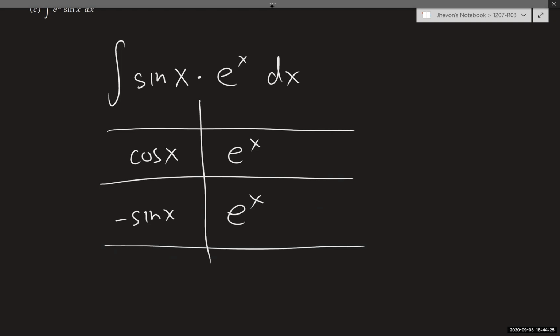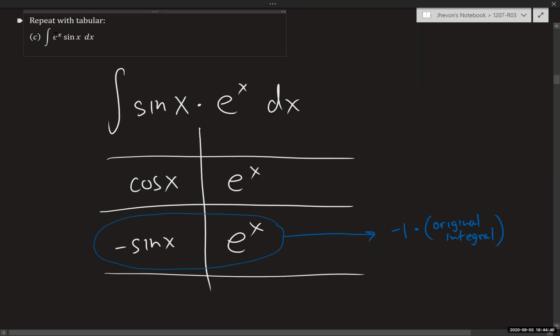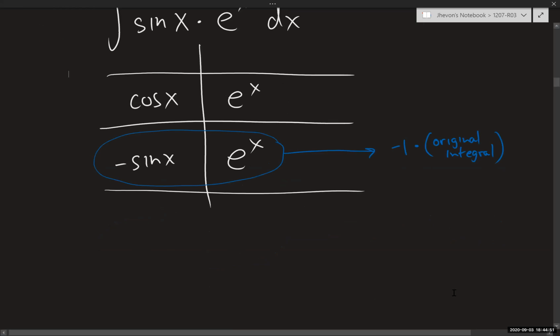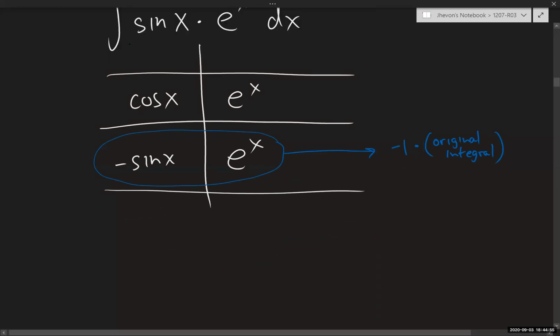Notice in this row here, this is actually negative 1 times the original integrand. This is what I mean by it's a constant times the original, right? If I multiply across, I get e to the x sine x, which is actually just the negative of the original. So that tells me I could stop the process here and just run through that algorithm.